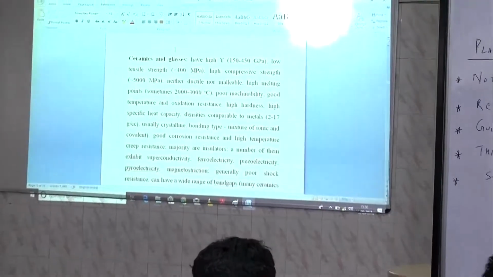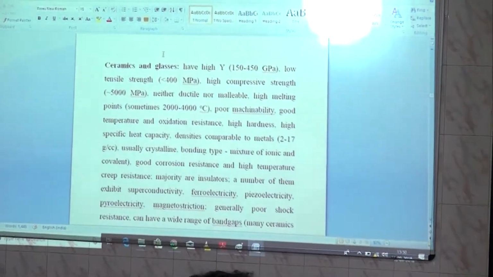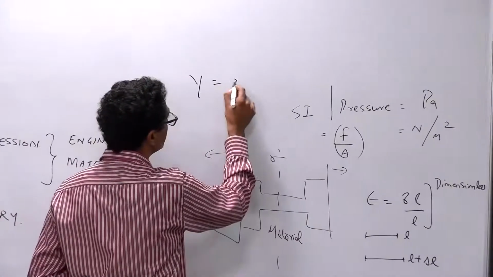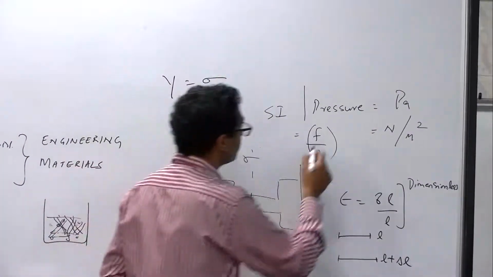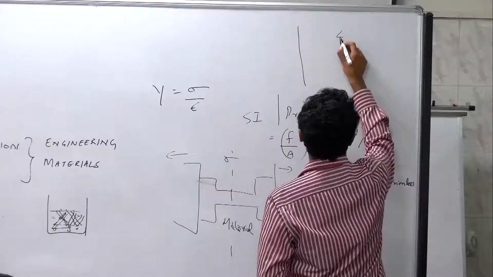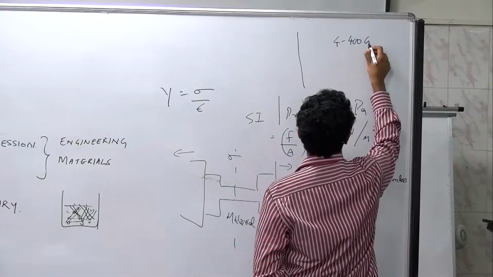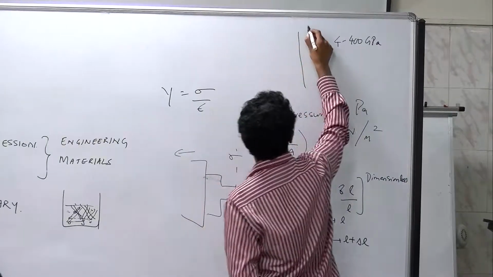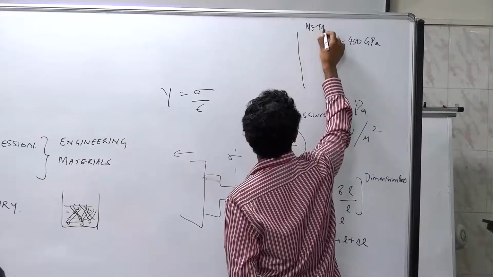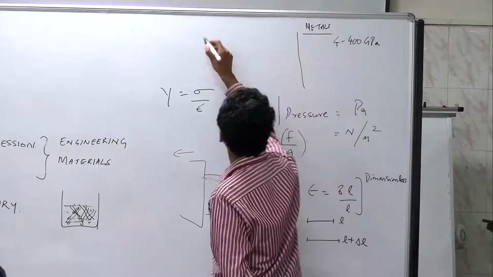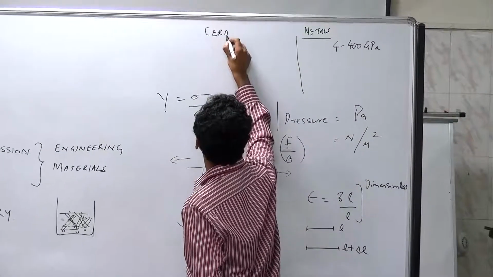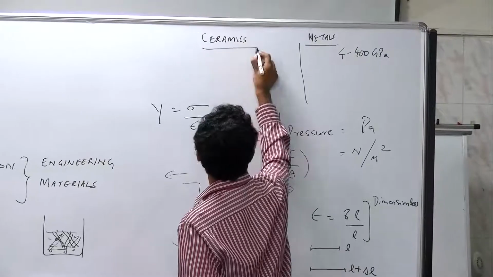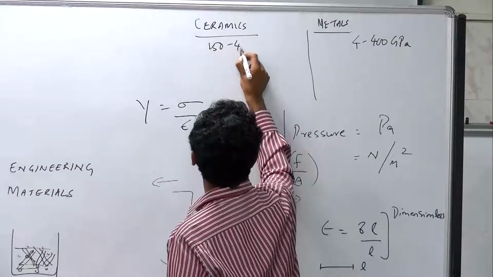They have high Y. What is Y? By now you should know what Y is. Y is Young's modulus. Very good. Y is stress by strain. In the case of metals, what were the values? 4 to 400 GPa. What is the value when it comes to ceramics? I have written the value there. 150 to 450 in what units?